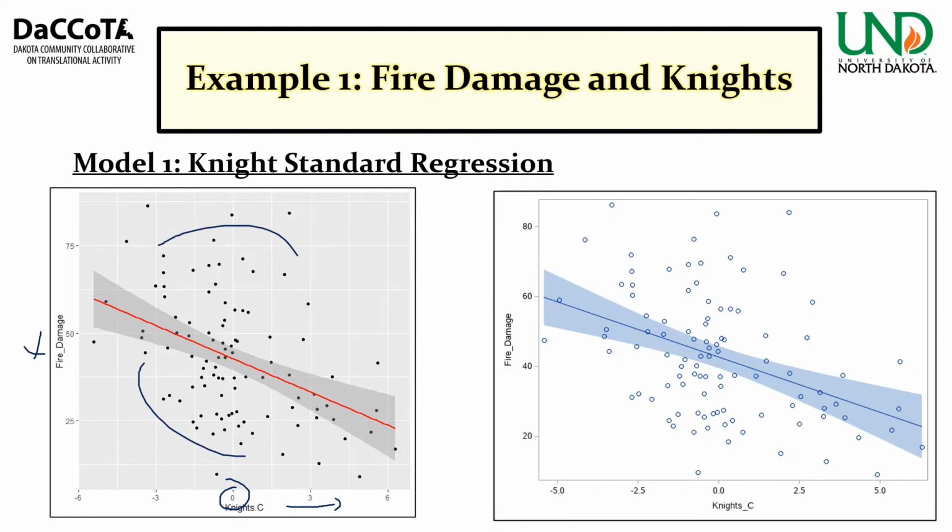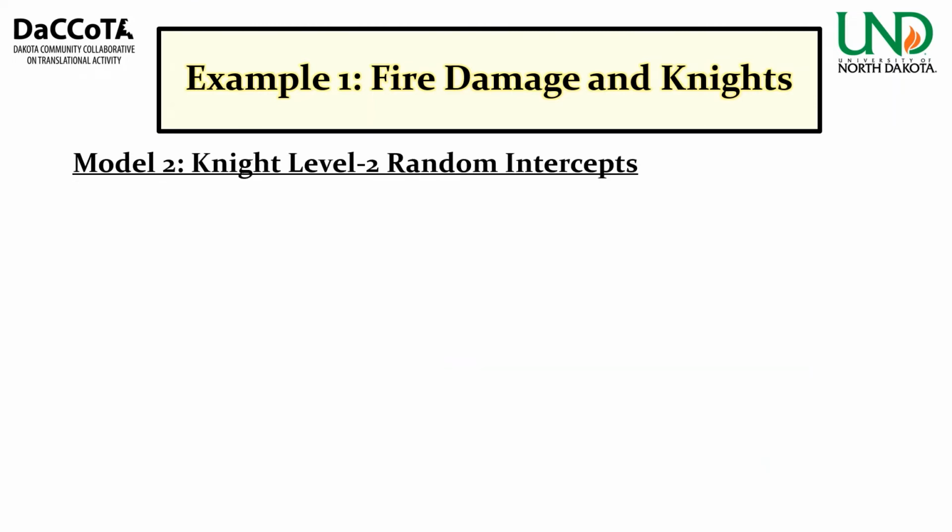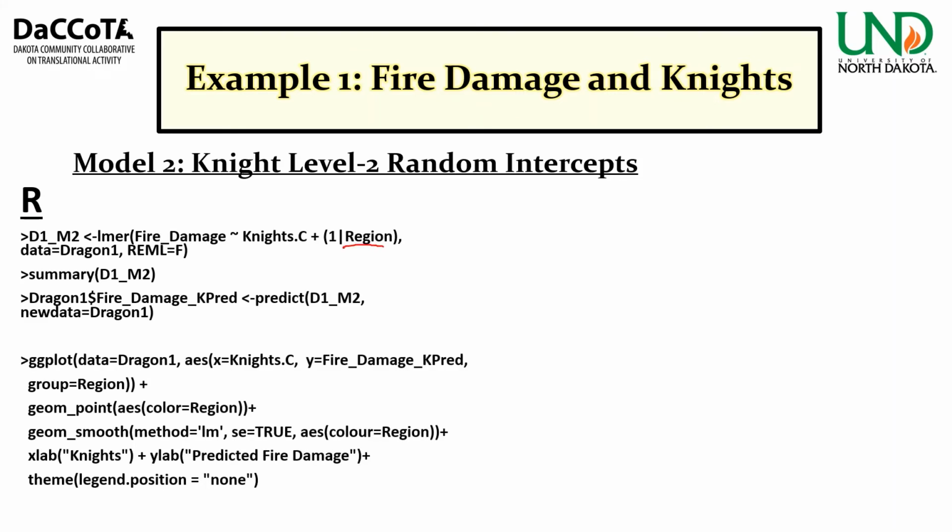Can we do better? Model 2 here with random intercepts. So we're going to add in region as a random effect shown here. We just need the 1 because we have no slope yet, just random intercepts, 1 over region. Summary, and then I want to create a new variable called fire damage pred as the predicted variable, so I can graph down below using that. We'll create a plot with regression by region.